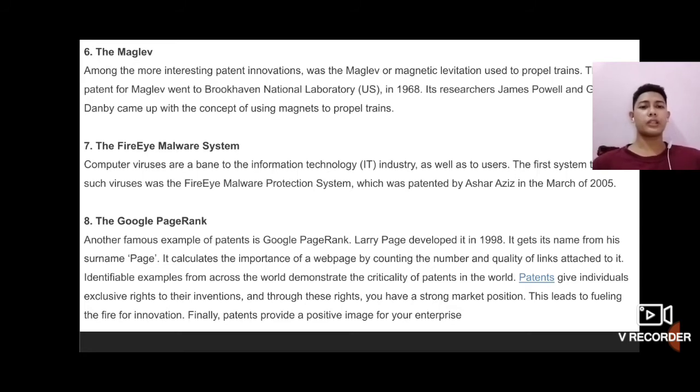Identifiable examples from across the world demonstrate the critical leap of patents in the world. Patents give individuals exclusive rights to their invention, and through those rights, you have a strong market position. This fuels the fire for innovation. Finally, patents provide a positive image for your enterprise.